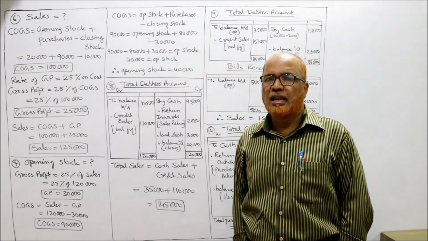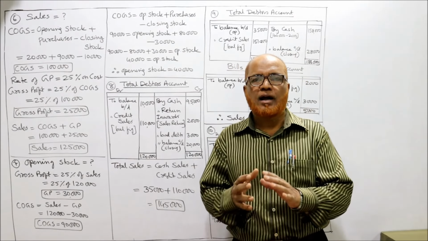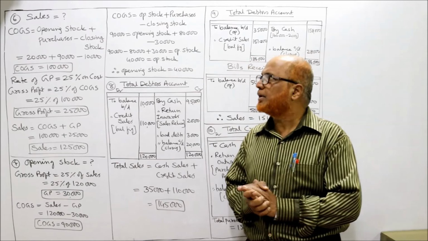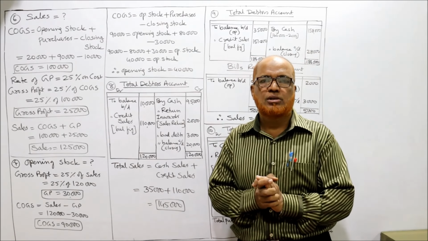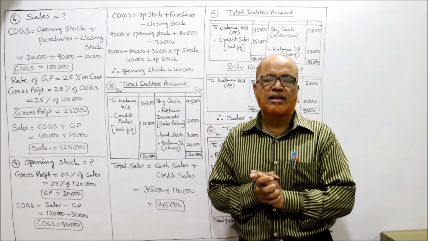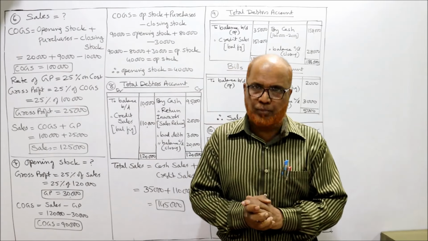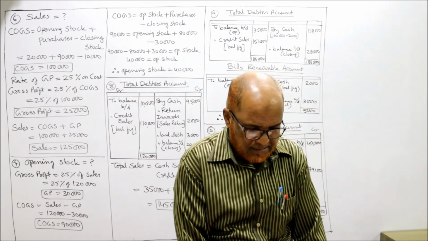Come on students, now we'll start the next problem on accounts from incomplete records. So far we have completed 5 short questions. Still some more short questions are there. After completing that we'll go to the main problem. Now we'll start problem number 6.